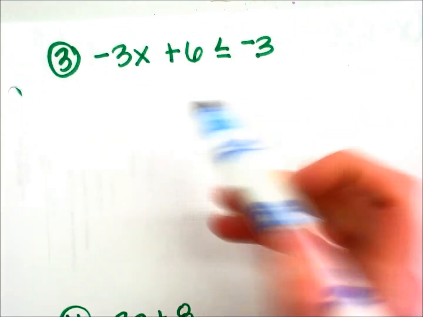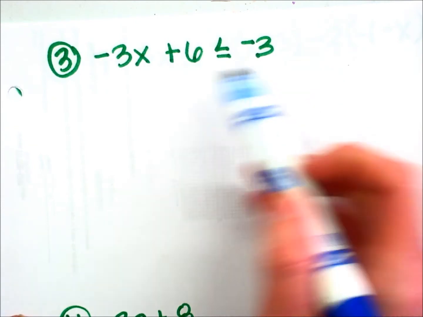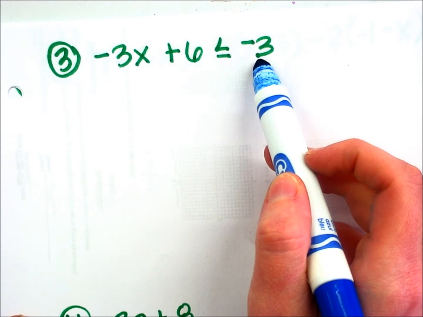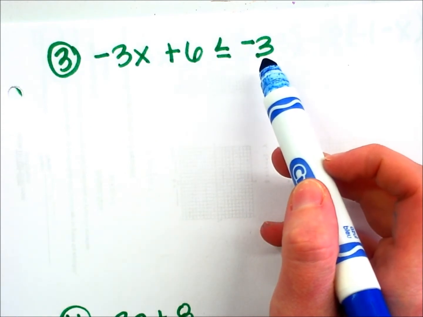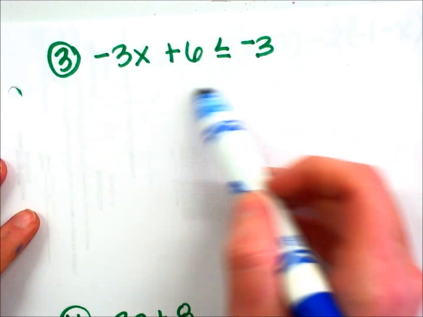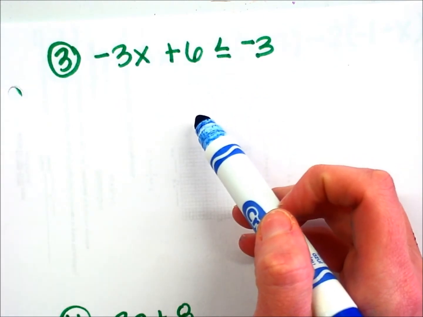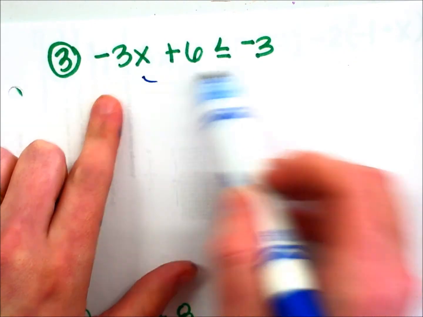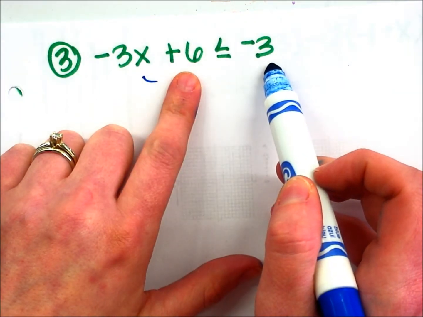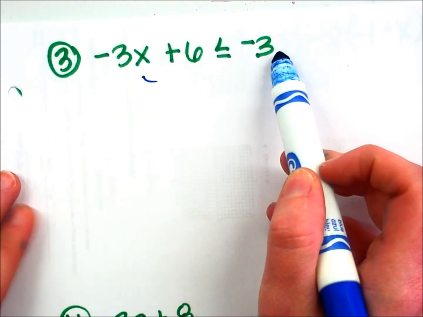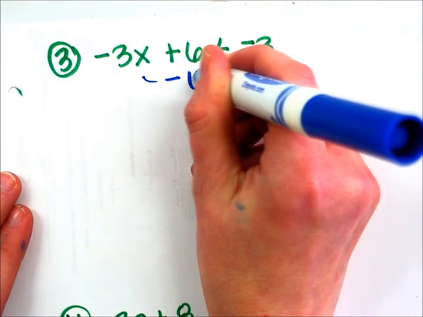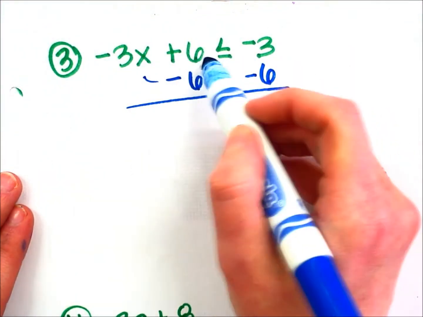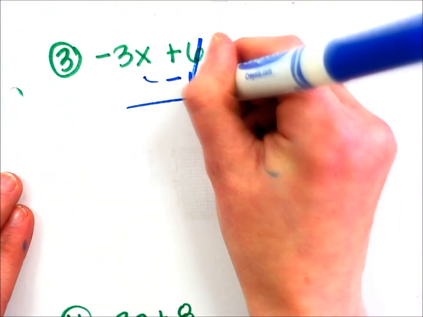Alright, in number 3, we have a two-step equation. Negative 3x plus 6 is less than or equal to negative 3. When we're solving an inequality, one of the things I like to do first is to get all the variables on the left side and the constants on the right. So here the variables are already on the left. My constants are 6 and negative 3. So I'm going to move the 6 over here to the right-hand side. To do that, I'm going to subtract 6 on both sides. I knew to subtract 6 because positive 6 minus 6 is 0.